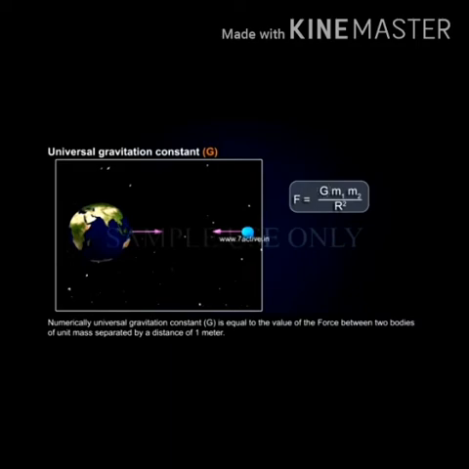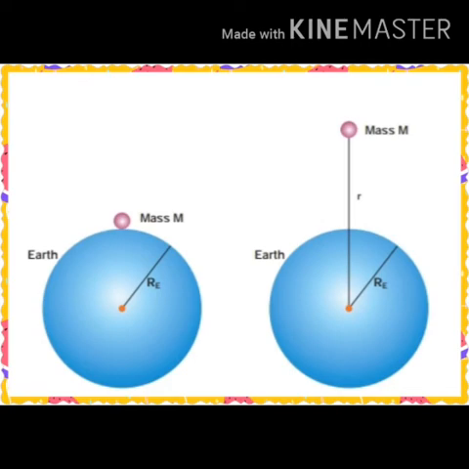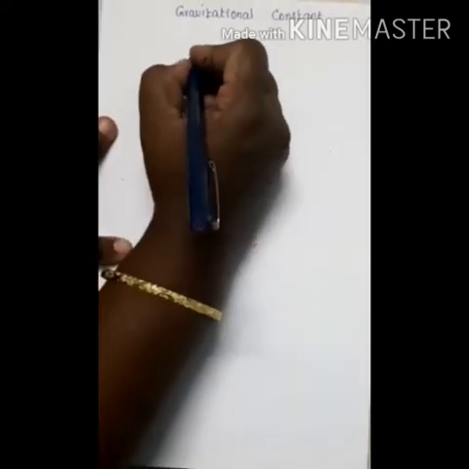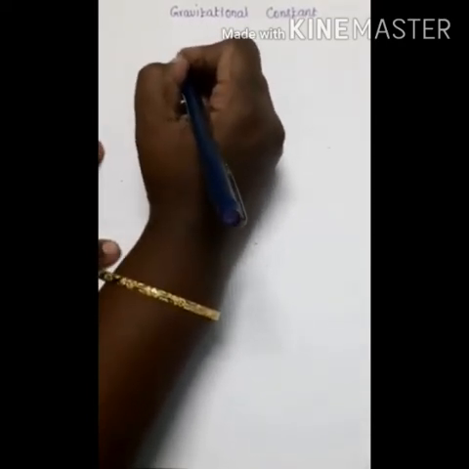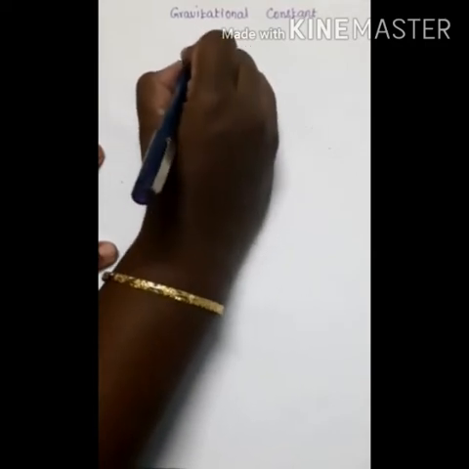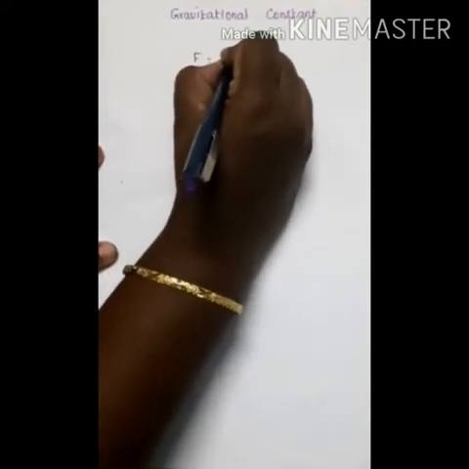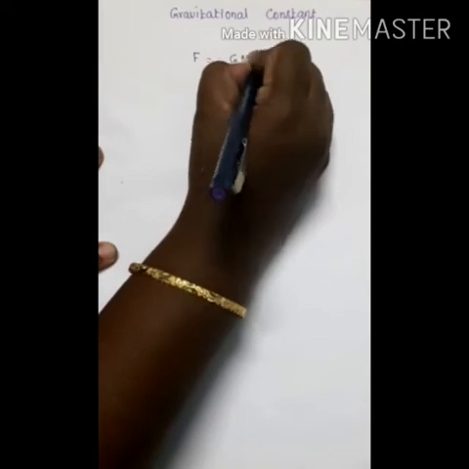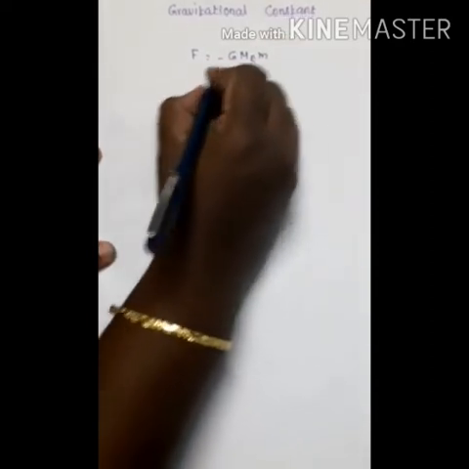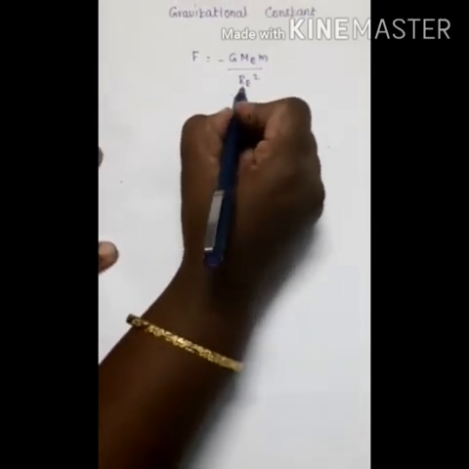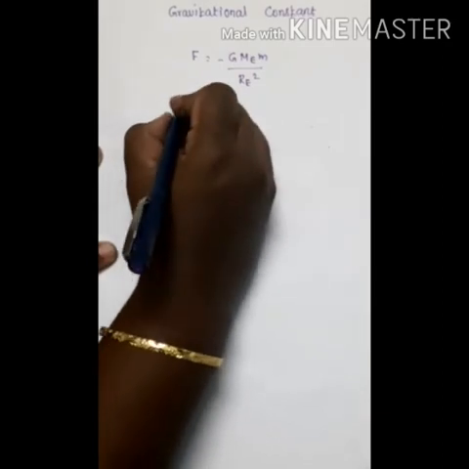Consider the force experienced by a mass m on the surface of the earth. We know that the gravitational force F is equal to minus G m1 m2 by r square. Therefore, now we write the equation F is equal to minus G M_E m by R_E square. M_E is the mass of the earth, m is the mass of the object, and R_E is the radius of the earth.